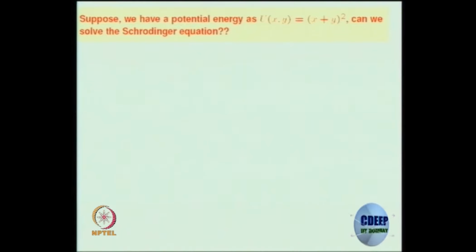So suppose I had given you a potential energy which is x plus y the whole square. You can take it to be motion in 2 dimensions. Can you solve the Schrodinger equation? How will you solve it? You can try to rotate your coordinate axes by 45 degrees such that there is a potential in one of those directions and zero potential in the other direction, and you can solve this. This is a trick of making a suitable coordinate choice.